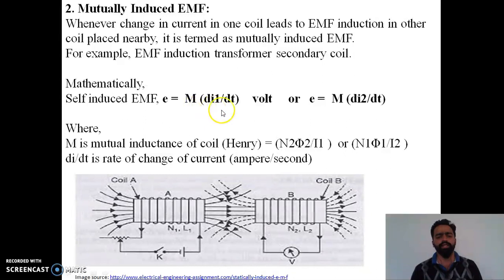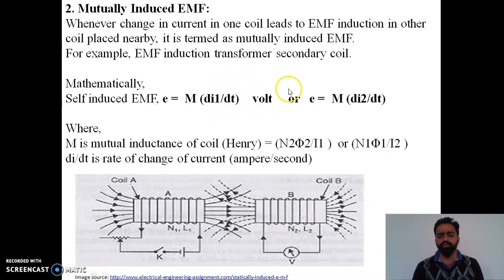Mathematically, mutually induced EMF is given by E is equal to M di1 by dt or E is equal to M di2 by dt. Here there is a minor correction, here it should be mutually induced EMF. Now, as you can see, these are two equations. There are two equations because there are two independent coils involved in this. If you are applying source of voltage to coil 1, then this first equation is valid, that is E is equal to M di1 by dt, and that is leading to EMF induction in coil 2.